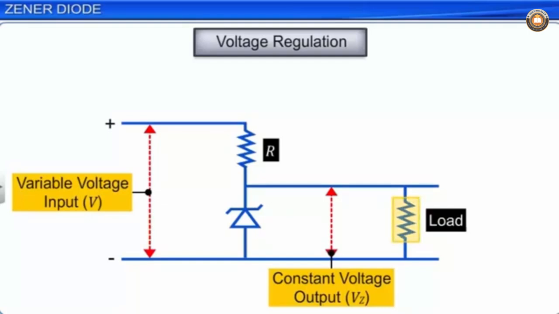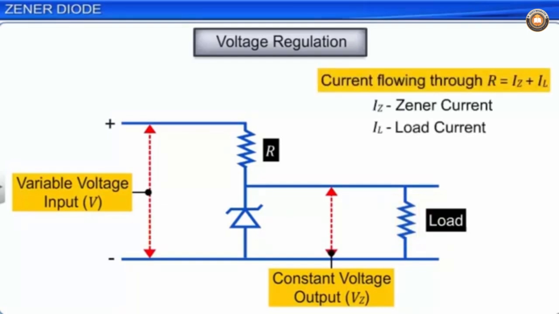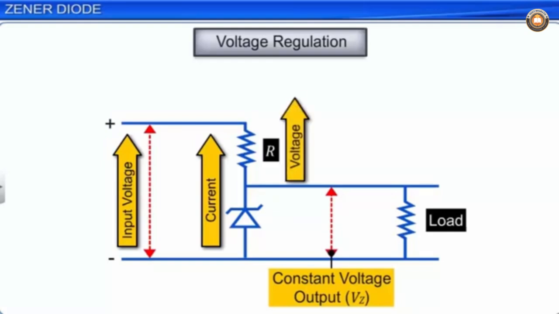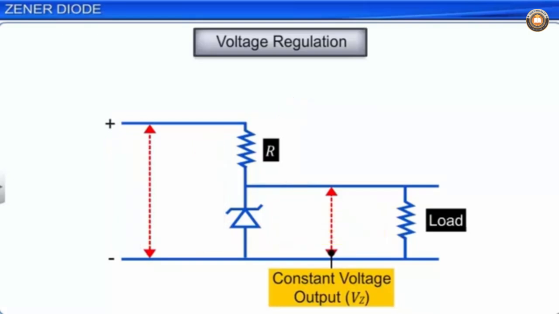If the input voltage in the circuit is increased, the current through R and the Zener diode increases. This causes an increase in voltage across R without a change in voltage across the Zener diode. This is due to the fact that beyond the breakdown voltage, the voltage across the Zener diode remains the same, although the current through it changes.